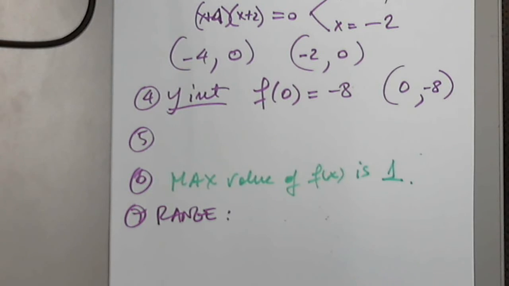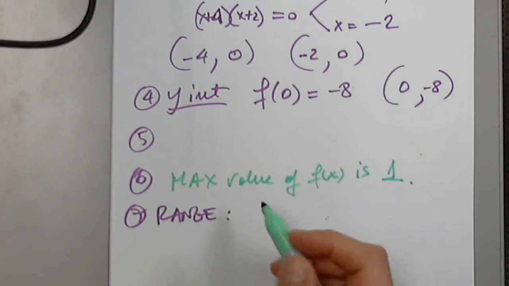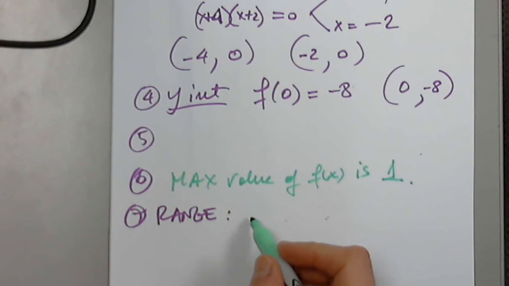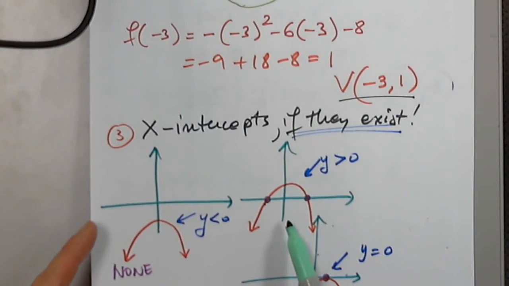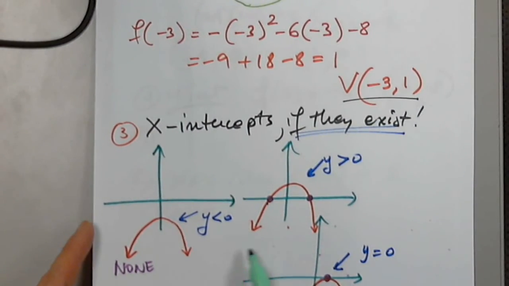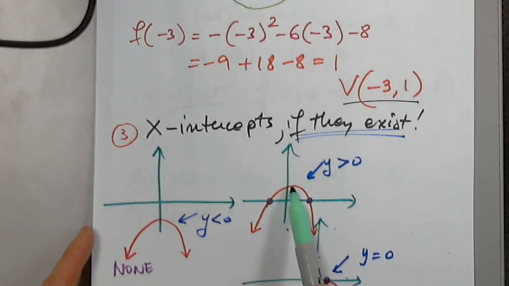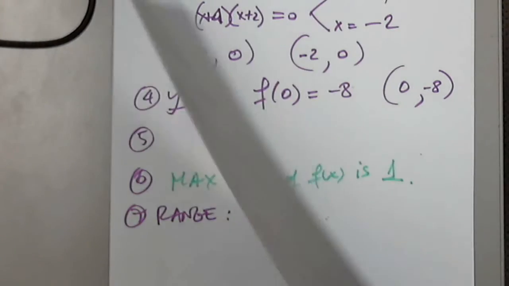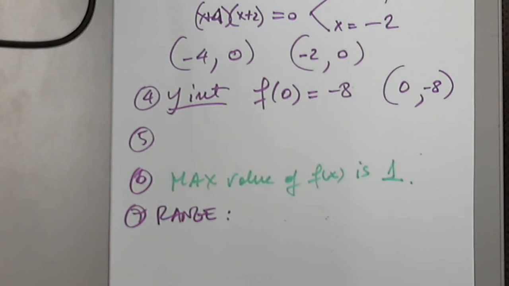Yes, the maximum value of this function is 1. That's where the vertex is. That's why we know it's -3, 1. Good. So what is the range then? -infinity to 1. We established that this is the case, right? So from -infinity to the maximum value, which is 1. That must be the range. Good.